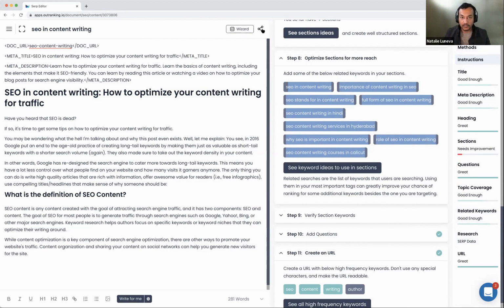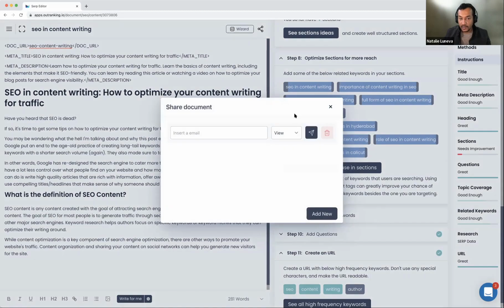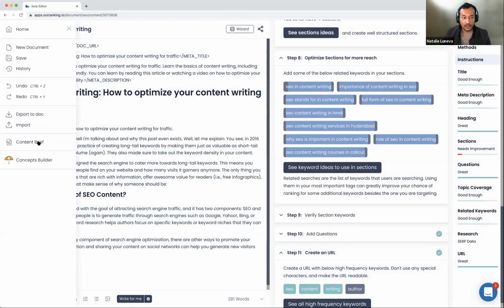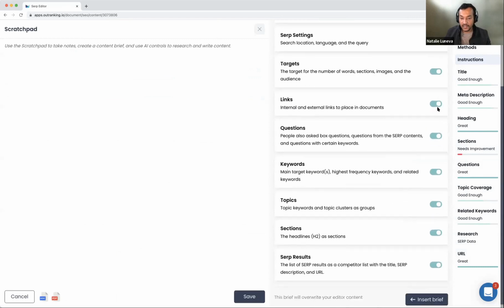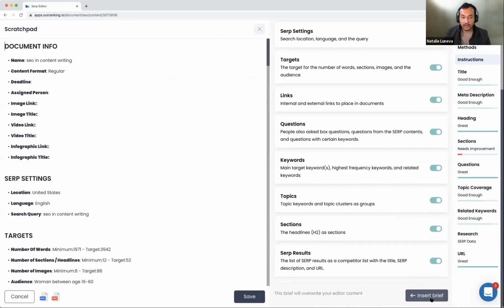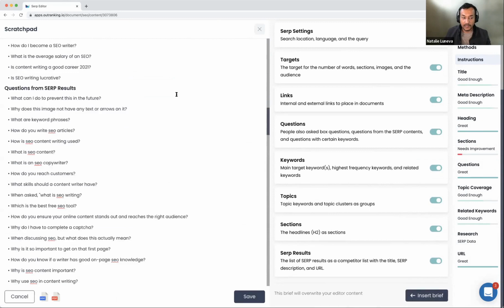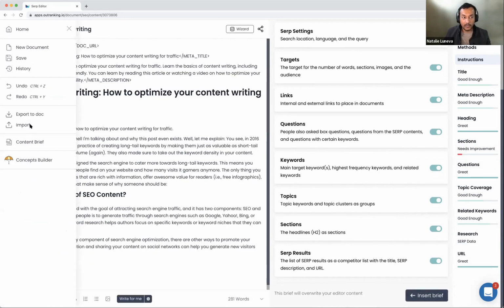A few things missing over here is you can share the document with external team members as well as internal team members. You can also create a content brief super fast. Just take the information that you want and click it, and it will create a brief for you. And export, import, as well as concept builder. But this is being deprecated in the next release.